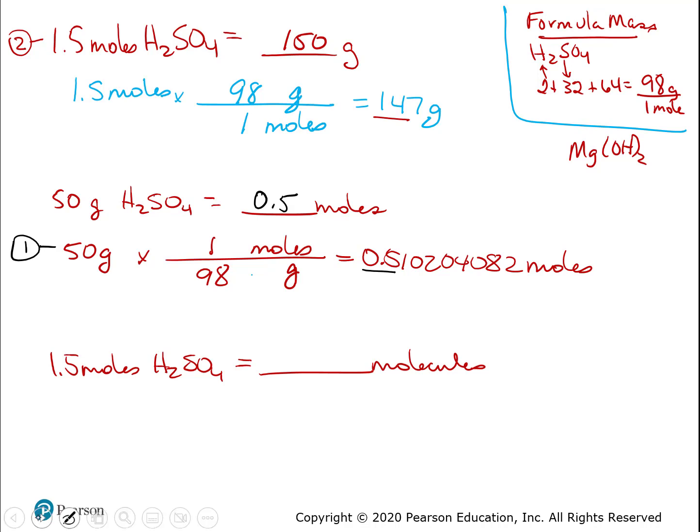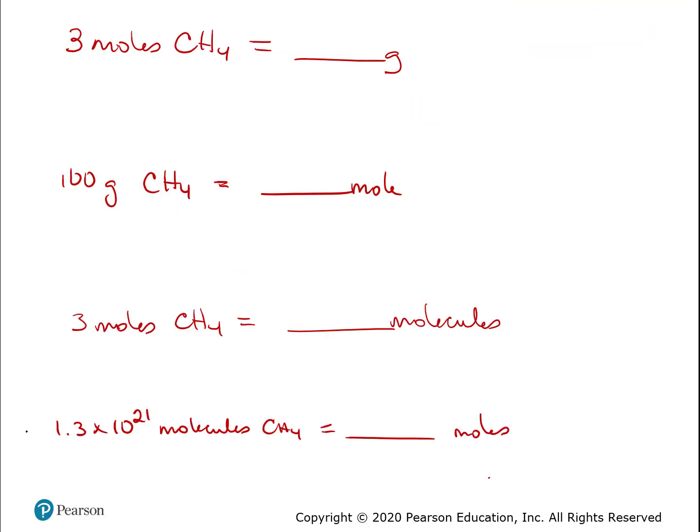Okay? So here's one I want you to do. 1.3 times 10 to the 21st molecules of CH4 is how many moles? And this, I think, shows you really why the EE button is so helpful. I don't have to know the formula mass. All I have to remember is Avogadro's number. So you're probably going to want to put that on your sheet.